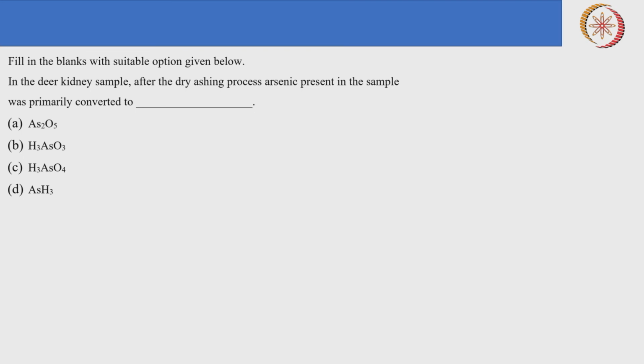Surya has written A. Raj also A. Sweta written A. Anjana also A. Yeah, answer is A. Basically, when you heat the arsenic compound, oxygen is there, so it can easily convert to arsenic pentoxide.